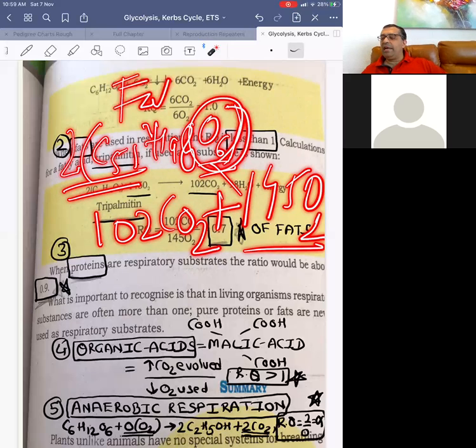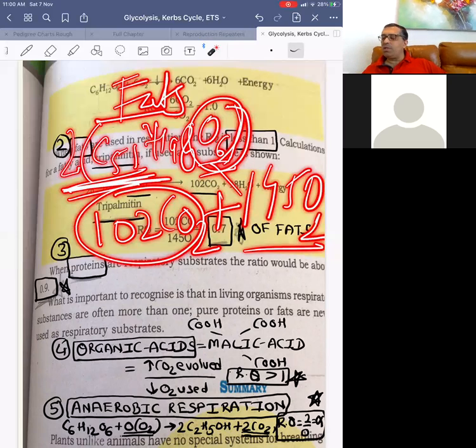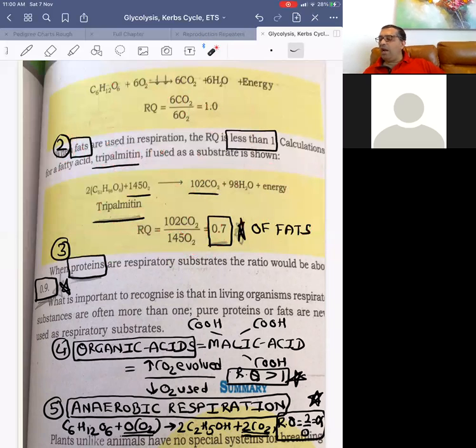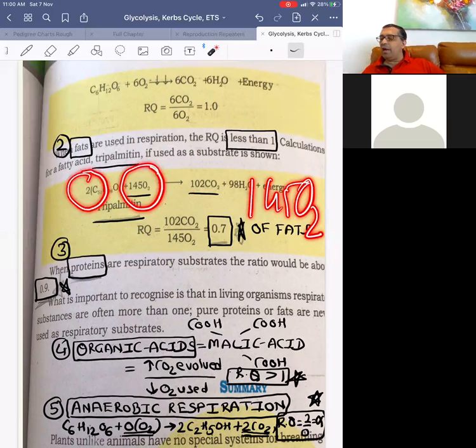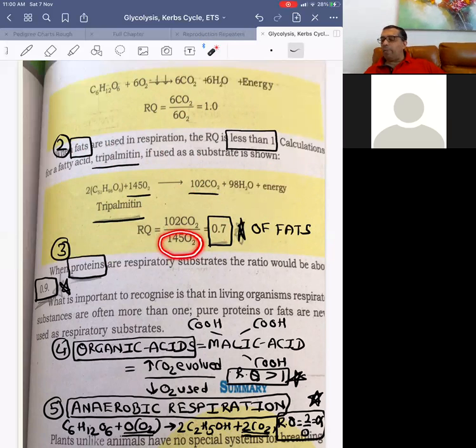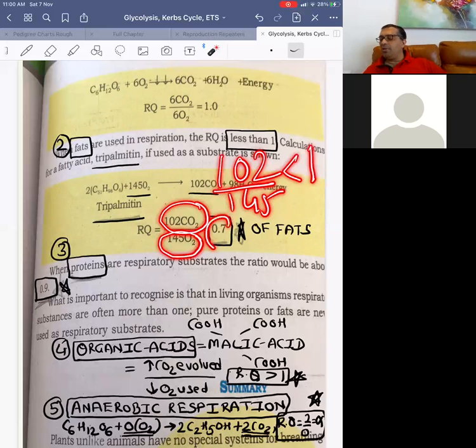Fats have less oxygen content. So for liberating 2 C51, in other words 102 carbon dioxides, only O6 was available. So we required 145 oxygens to liberate 2 C51, in other words 102 CO2. How much oxygen did we use? 145. And how many carbon dioxides? 102. So how much is the numerator? 102. How much is the denominator? 145. So how much will the RQ be? Less than 1.